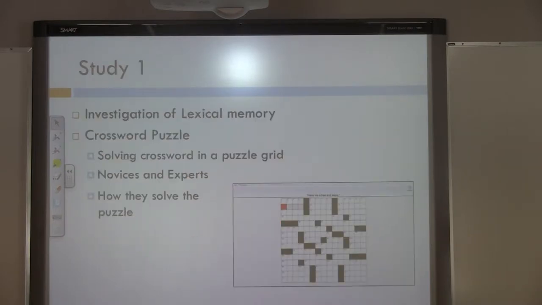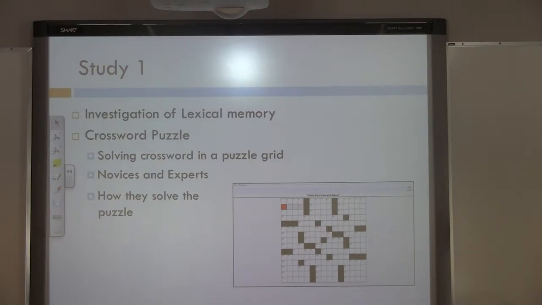And so far we have done many studies about crossword puzzles, and I would like to review some of our studies that relate to this presentation. The first study is that we would like to investigate lexical memory in this domain. This is about crossword play. The participants in this study were our undergrad students as the crossword novices, and the crossword experts that we recruited from the American Crossword Tournament.